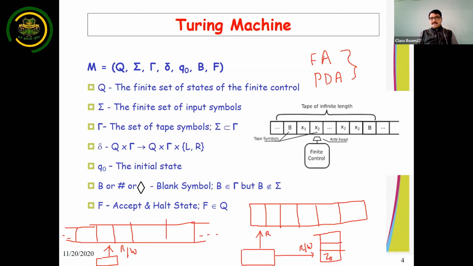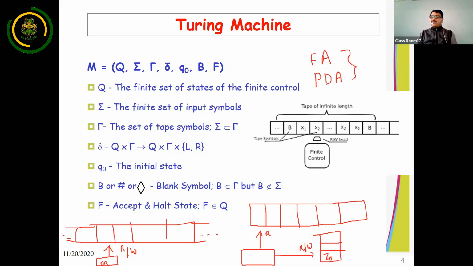Another point is this is the finite control, and after a transition the head can move left as well as right. It means the head has the capacity to read from the tape, to write on the tape, and the head can move left, the head can move right. So this is the simple model diagram of the Turing machine. And the Turing machine is called the most powerful machine because it accepts type 0 grammar, right?